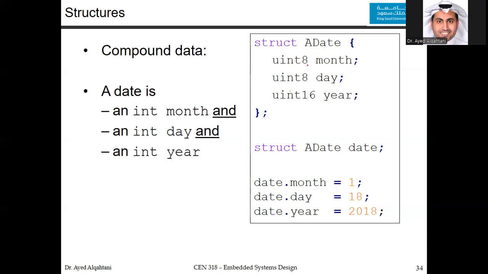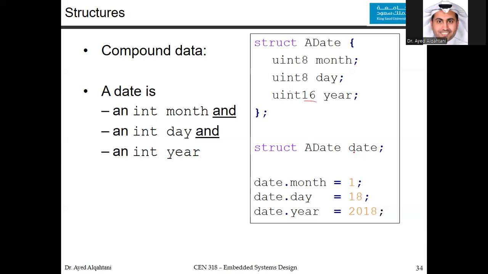The month and the days, unsigned integer 8 is enough because we know that we have only 12 months, and the day we have up to 31 days. But for the years, we have as much as we can. So this is why we define it as 16 bits.